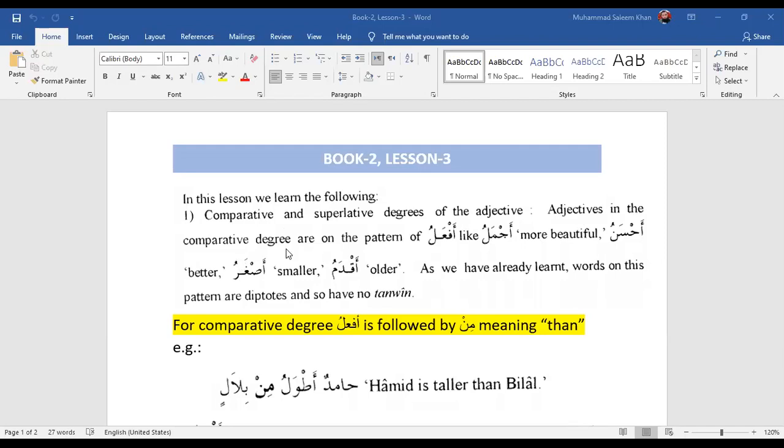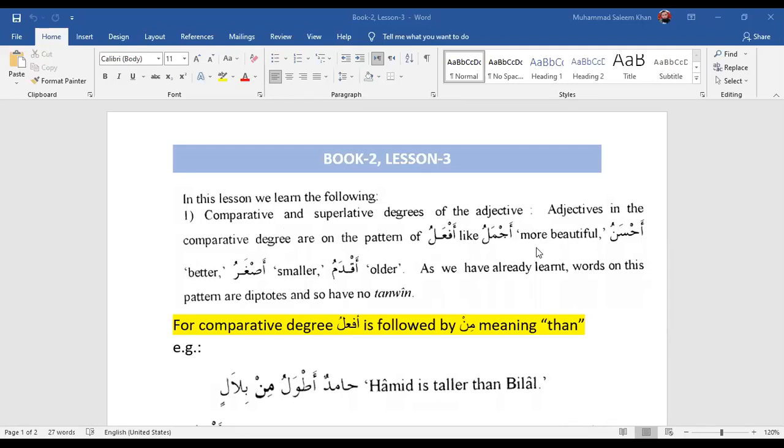For example, adjectives in the comparative degree are on the pattern of af'alu, like ajmalu, more beautiful, or we can say the most beautiful. Ahsanu means better or the best. Asgharu, smaller or the smallest. Aqdamu, older or the oldest. Now, how would we know whether we will translate it as older or the oldest, smaller or the smallest, beautiful or more beautiful or the most beautiful?